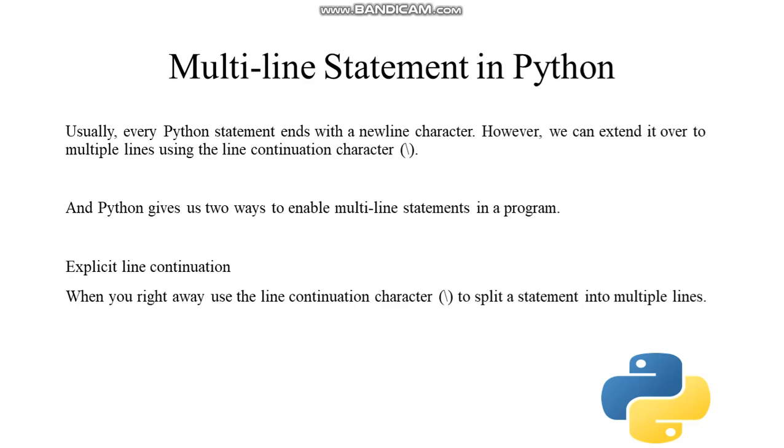Next topic is multi-line statement in Python. Usually, every Python statement ends with a new line character. However, we can extend it over multiple lines using the line continuation character, that is a backslash. Python gives us two ways to enable multi-line statements. First is explicit line continuation, where you directly use the line continuation character, that is backslash, to split a statement into multiple lines.